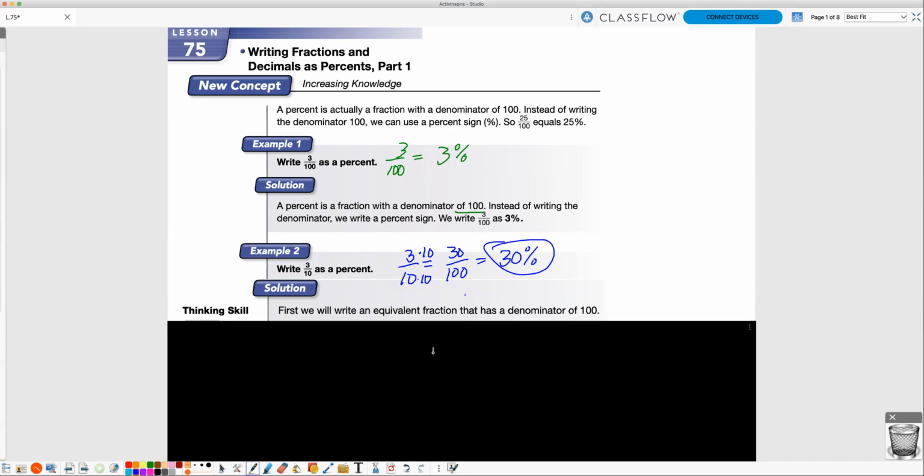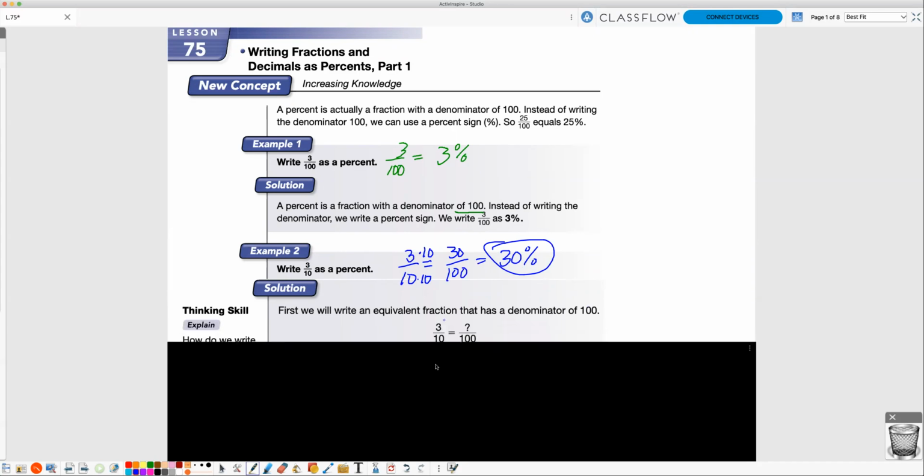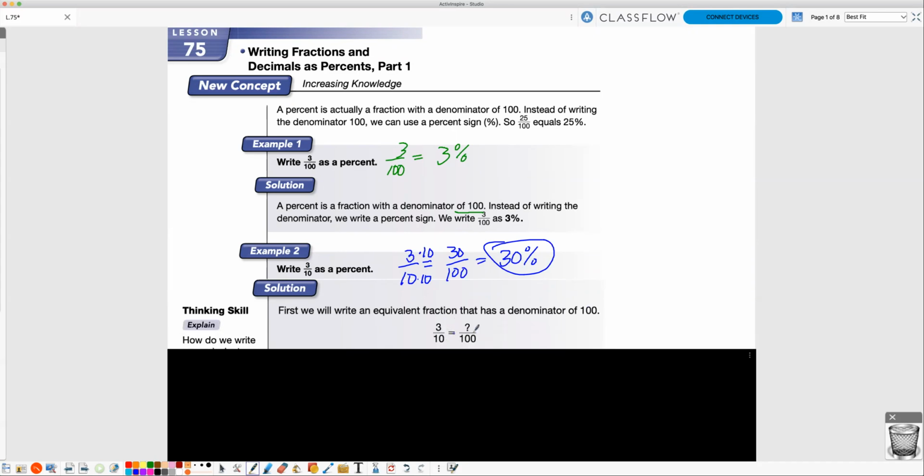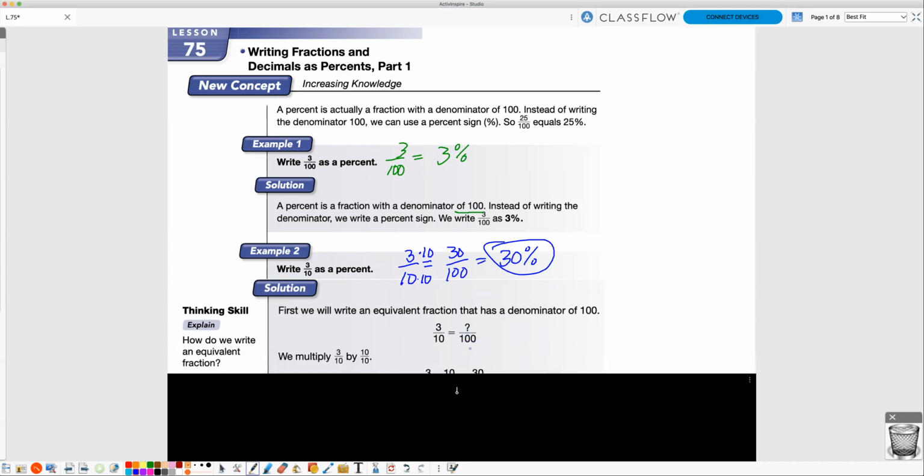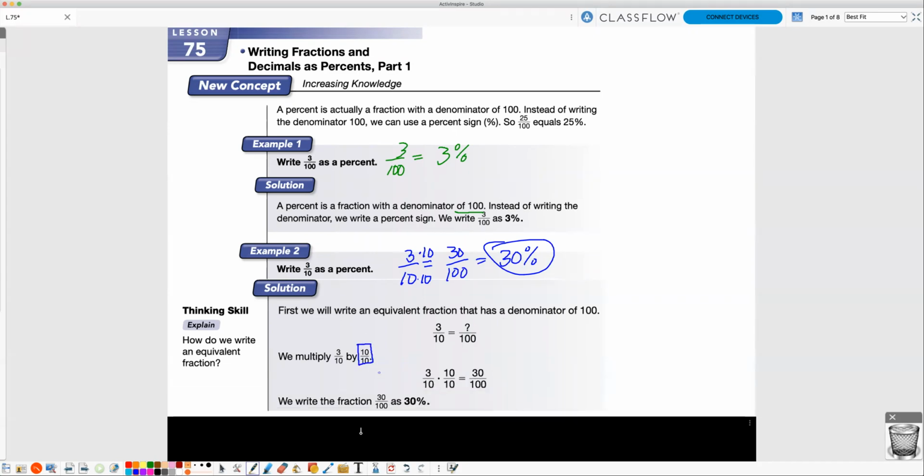So 3/10ths is the same as 30% when writing it that way. First, we'll write an equivalent fraction that has a denominator of 100, just as we did there. So 3/10ths is equal to what numerator over 100? You multiply 3/10ths by 10 over 10, which is the same as multiplying by 1. And then you can write the fraction. The numerator is the number that you write, and the percent is just the symbol you use when you see the denominator is 100.